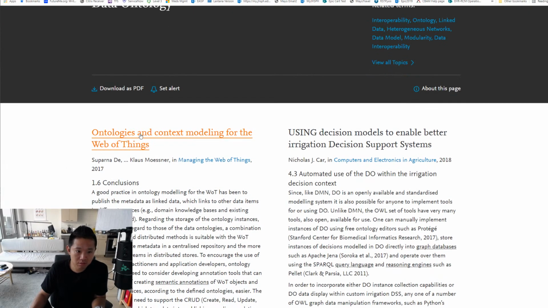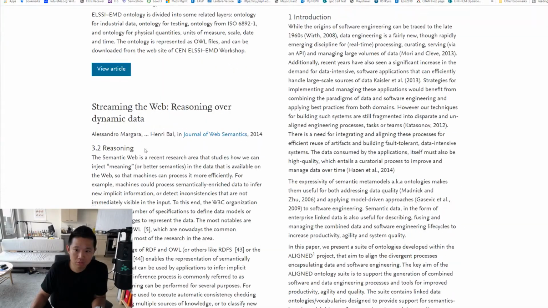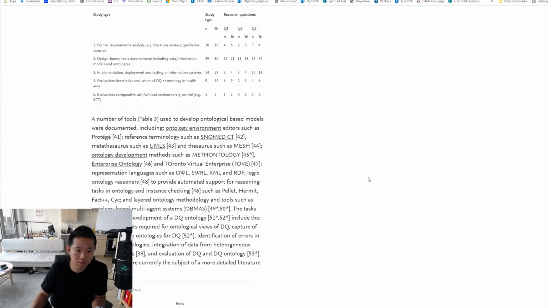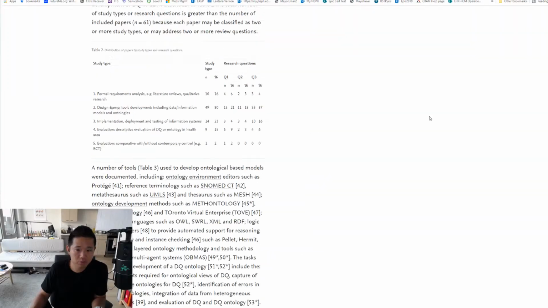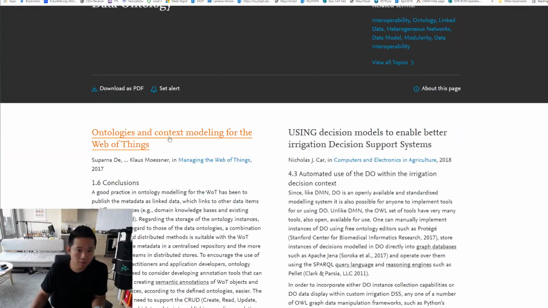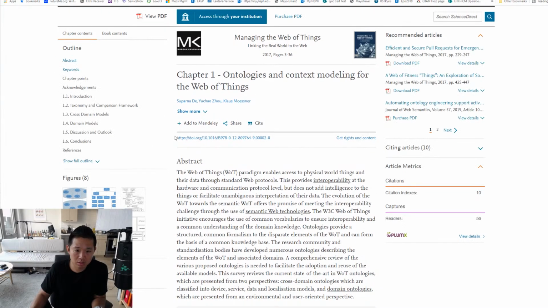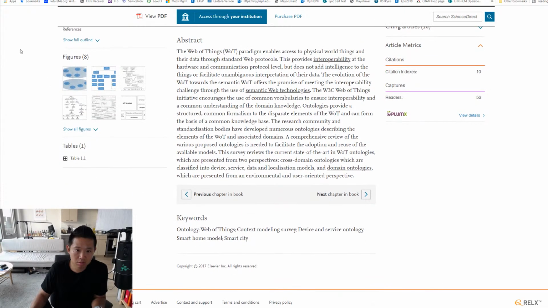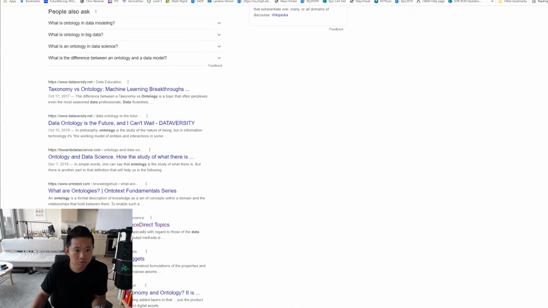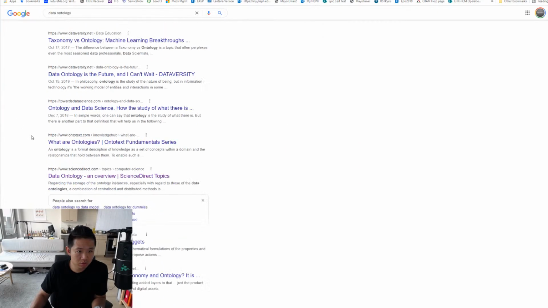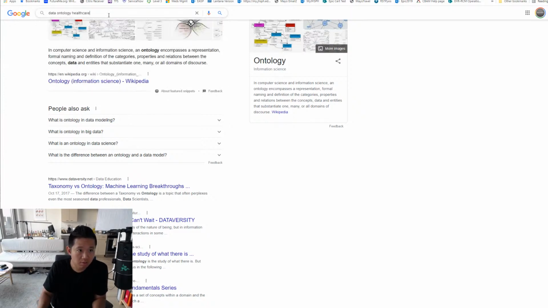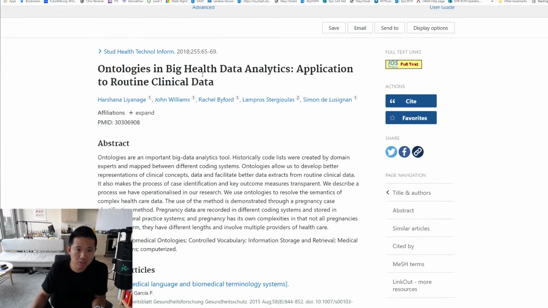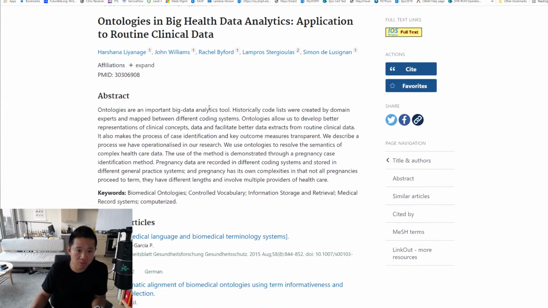Context modeling. Towards an ontology. Nope. Let's go back up. Oops. Ontologies and context modeling. No, this is too much. We do data ontology in healthcare. Here we go. Ontologies and big data healthcare analytics. Applications to routine clinical data.